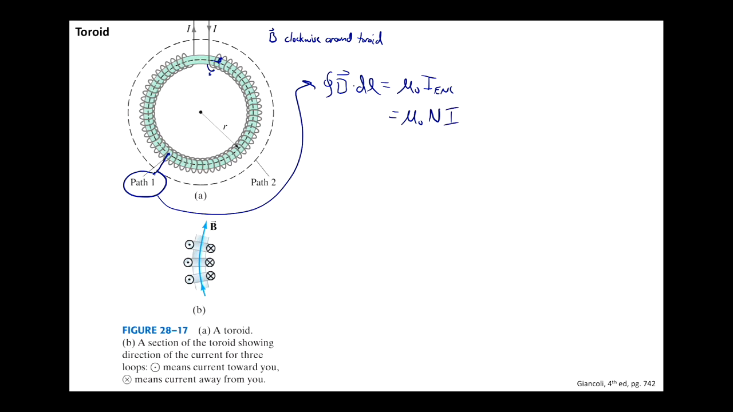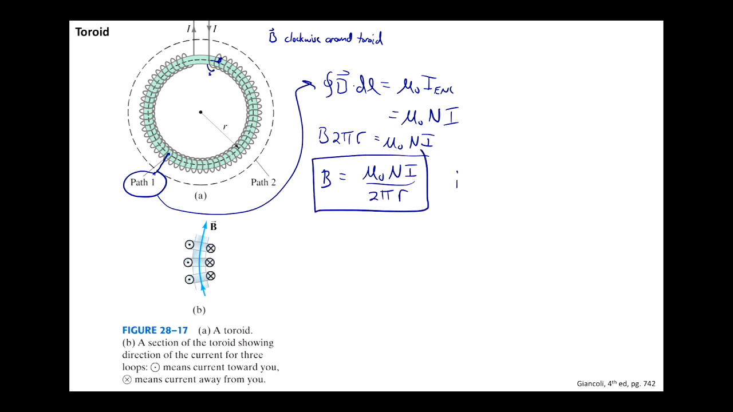What happens to the left side? Anything different? Surely doesn't look like it. B everywhere there is going to be constant. The integral dl is just the circumference of that particular path. So that's going to be B times 2 pi r. And then we're essentially done. So B is going to be mu naught N times I over 2 pi r. And again, that is inside the toroid loops.